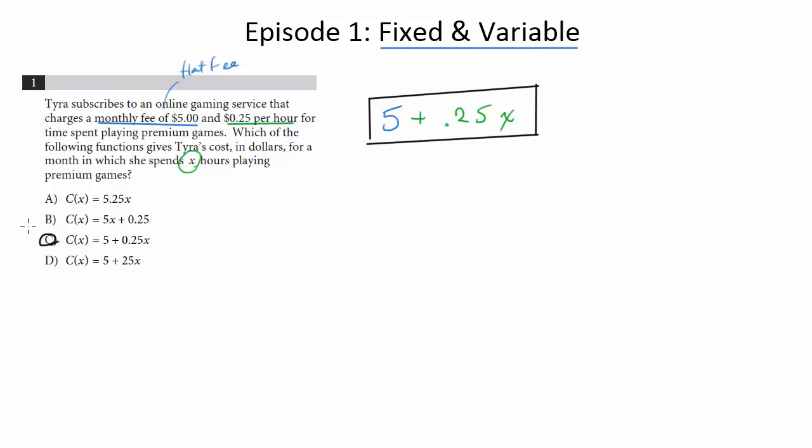And the trap here, the thing you just want to be careful of, is not to confuse the two. So for example, B is multiplying the flat fee by the number of hours instead of multiplying the variable fee, the 25 cents per hour, times the number of hours. So just be careful that you don't confuse those two and that you keep them separate.